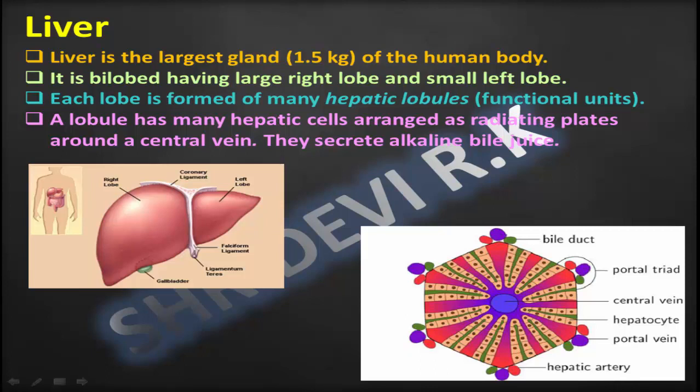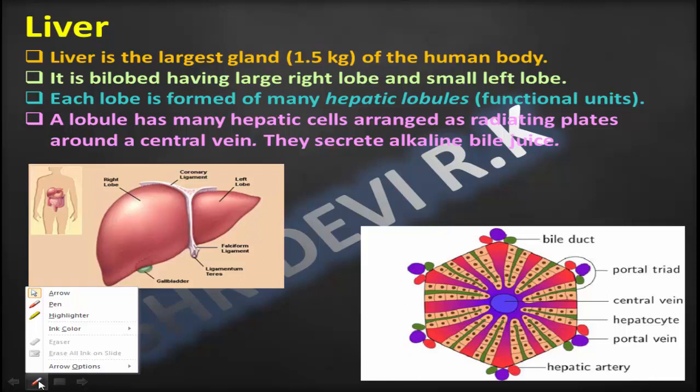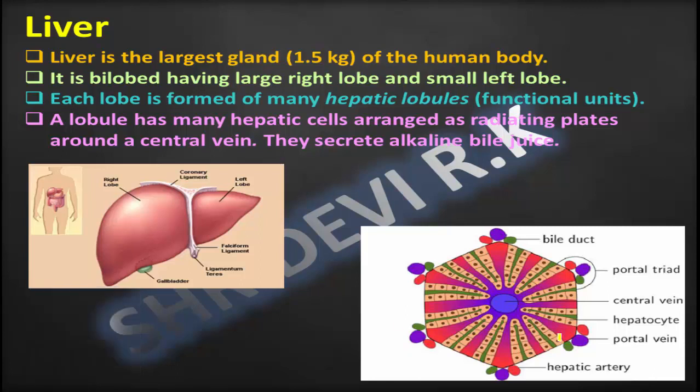These are the cells. Every single cell you can see here is a hepatocyte. Hepatocyte and hepatic cell are the same. These hepatocytes or hepatic cells are arranged around the central vein, and they secrete the alkaline juice called bile juice. All the terms are very important. Again, I am reminding you, try to concentrate on the terms.